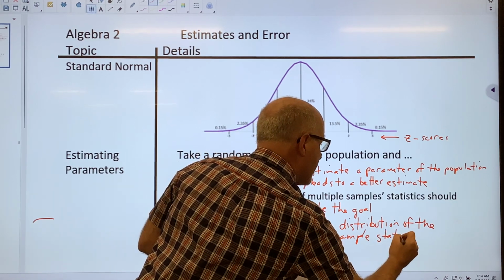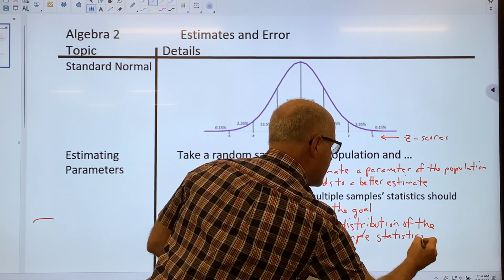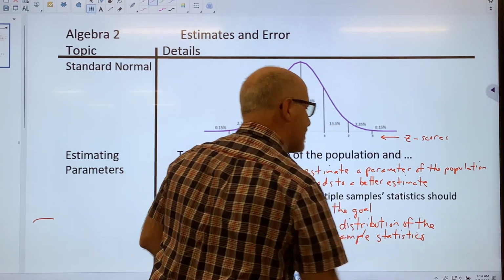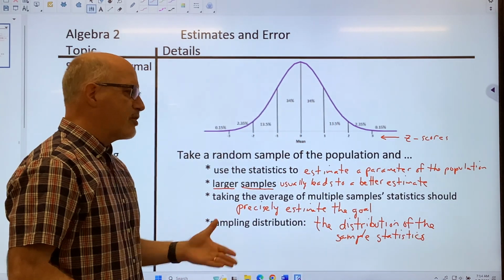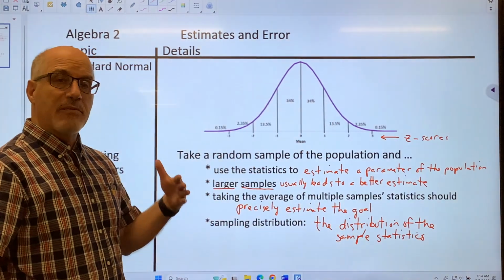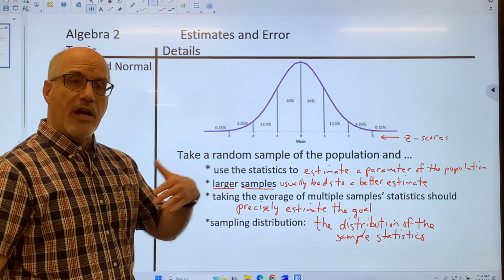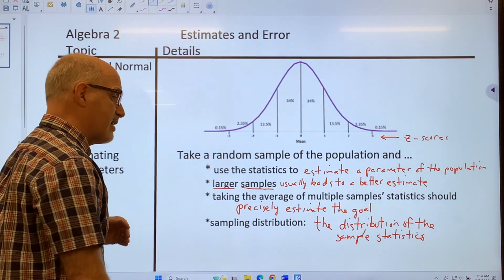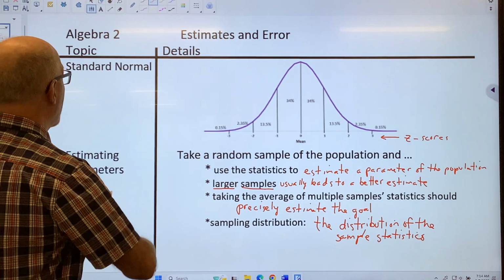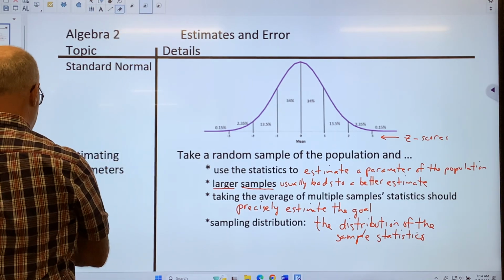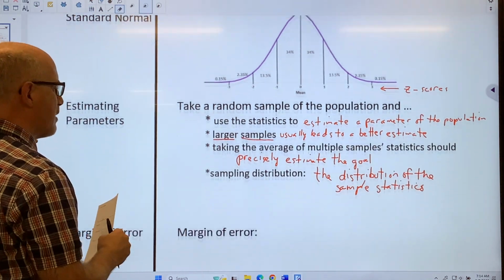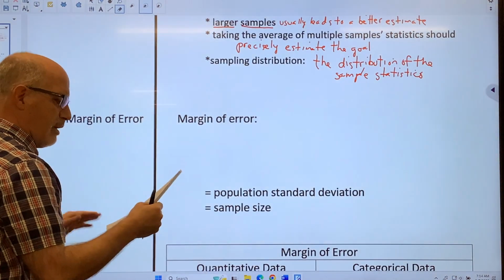Okay, so that's some of the background for doing estimates, some of the techniques, as well as remembering larger samples are better, and then sometimes doing multiple samples and averaging those statistics will lead to better parameter estimations. All right, now let's go ahead and talk about what our margin of error will be with these.